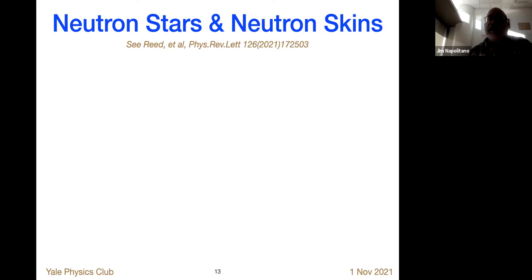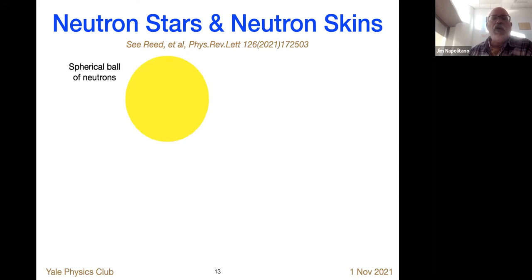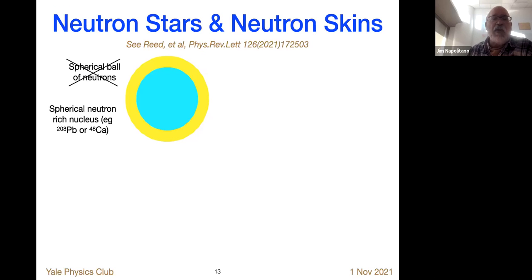So what we can study are so-called neutron skins using parity violating electron scattering. And this is a very recent paper that actually interprets our result from PREX. It's a good place to start if you want to learn more about this. But let me walk you through it. What you'd really like to study is a nice spherical ball of neutrons, but that doesn't exist. We can't do that. You can, however, study a spherical neutron-rich nucleus like lead-208 or calcium-48.